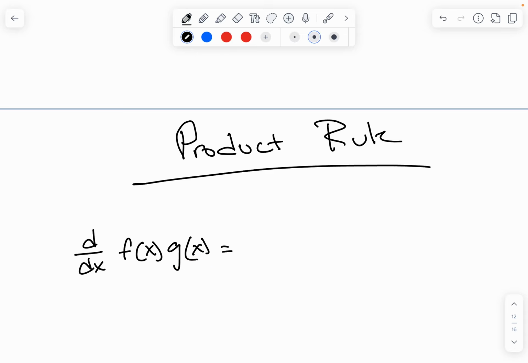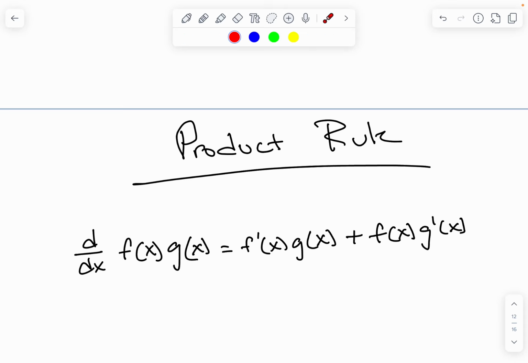So, what is the product rule? The product rule is d dx of f of x times g of x is equal to f prime of x, so derivative of the first function, times g of x plus f of x times g prime of x.